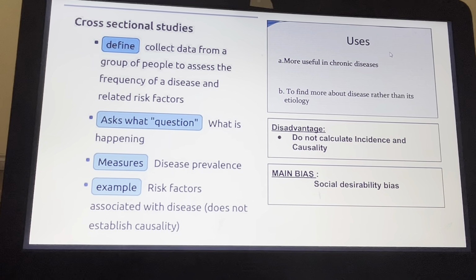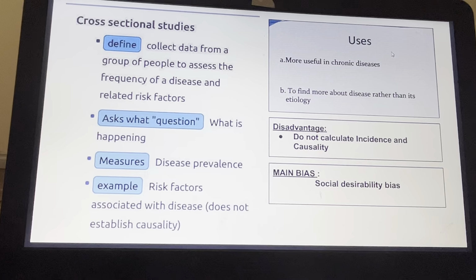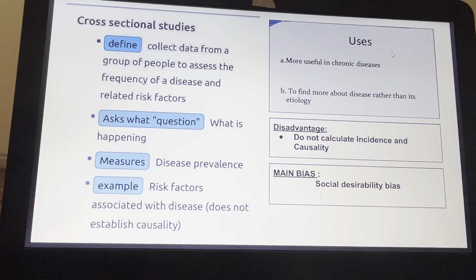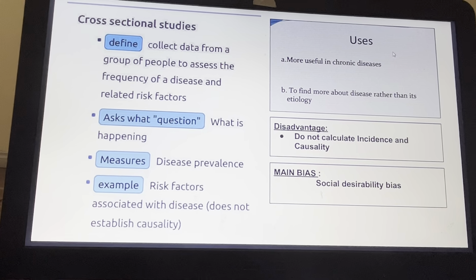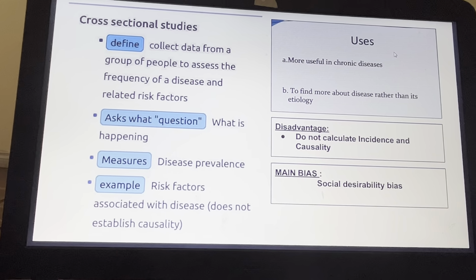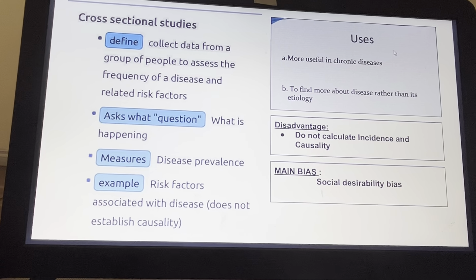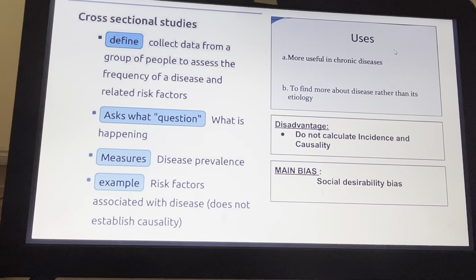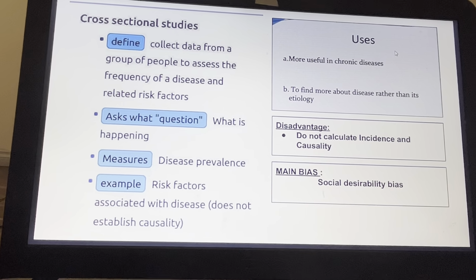So let's see the definition. Data is collected from a group of people to assess the frequency of disease and related risk factors. The question is what is happening at that point in time, and the measurement it gives is prevalence, not the incidence. Okay, remember, prevalence comes from a cross-sectional study. For example, risk factors associated with the disease, and we are not able to see the cause of the disease. We cannot measure that. So remember, no incidence, no causality, only the prevalence.